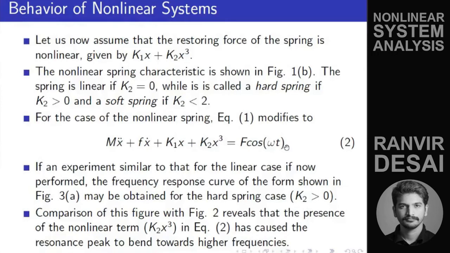Instead of F cos omega t, you can consider it as u of t, that is the input, and the output you can take as x, the y of t. Then you can find the Laplace transform. So this will be ms square plus fs plus k1 multiplied by Y(s), plus k2 into the Laplace transform of x cube. Tell me this. Honestly, I don't remember it right now. Can you tell what the Laplace transform of x cube is? I'll just quickly search here.